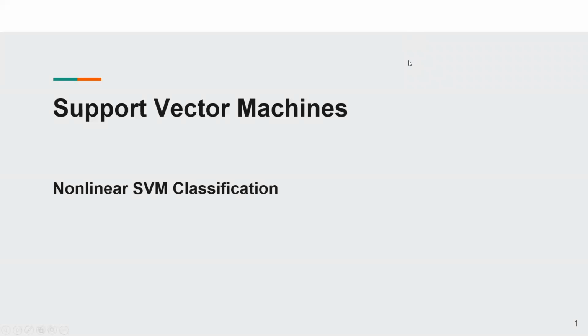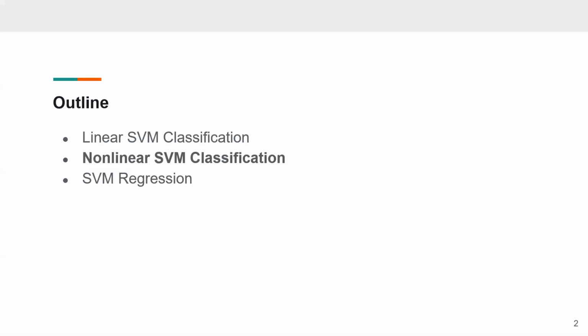Hello everyone. Let's continue our discussion on support vector machines. Specifically, we want to discuss nonlinear SVM classification. So we have studied the linear SVM classifier. Essentially, we are trying to make the street as wide as possible. And for nonlinear SVM classification, as the name indicates, the decision boundary would be nonlinear.